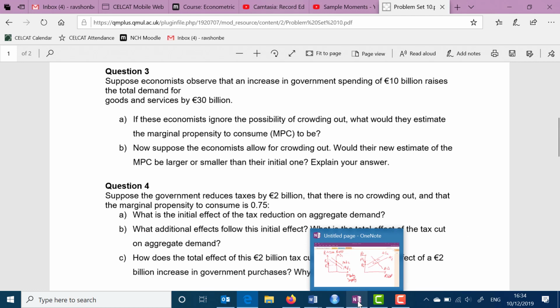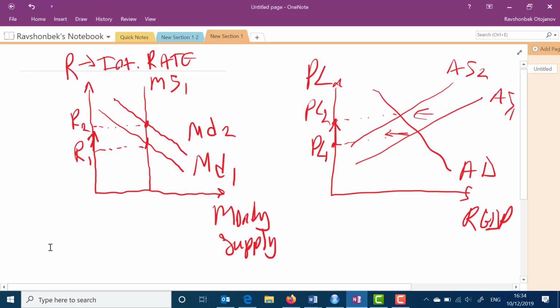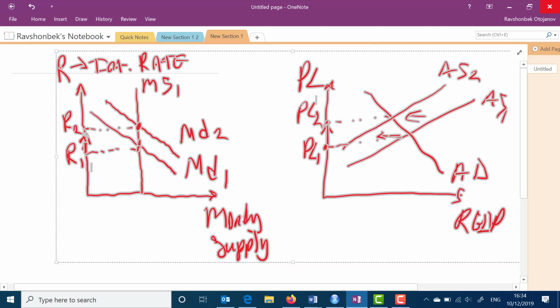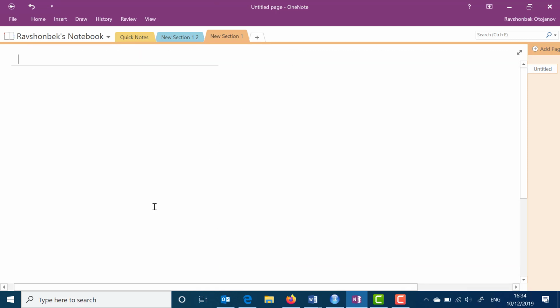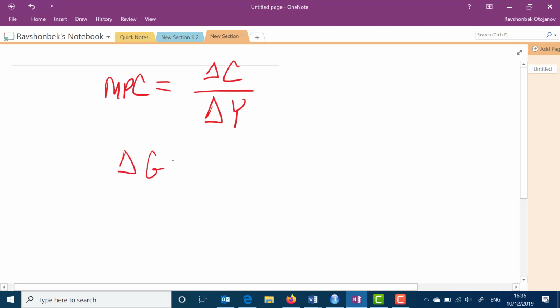Do you remember the definition of marginal propensity to consume? This is an important topic, guys. This is an exam topic, so make sure you review it properly. So marginal propensity to consume is basically the change in consumption when our income changes by a pound. And we know that when the injection was 10 billion, so change in G was 10 billion, aggregate demand, change in income, went up by 30 billion.